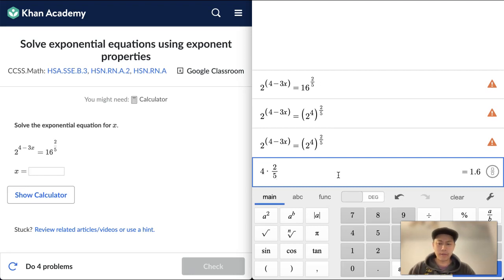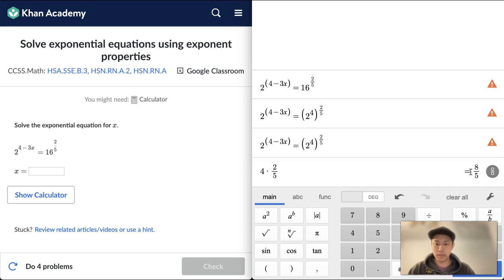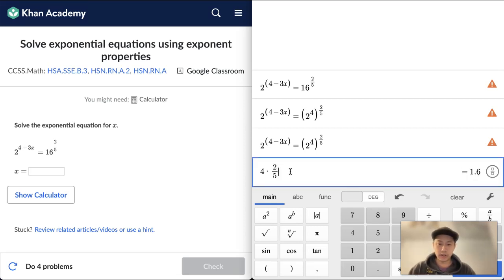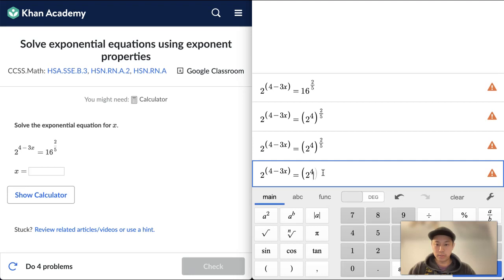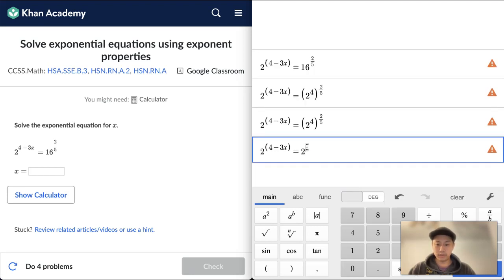Okay? I think we'll just use decimals for now. If you want to, you can keep it in its fraction form. I'll just use the decimal just because I have this calculator open. Okay? So this is no longer going to be 2 to the power 4 to the power of 2/5. It's going to be 2 to the power of 1.6. Right? That's just simplifying 4 times 2/5. Okay? So now, check this out. This is where the next application comes.